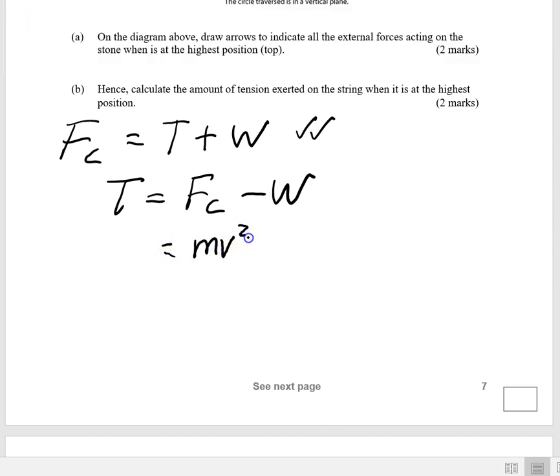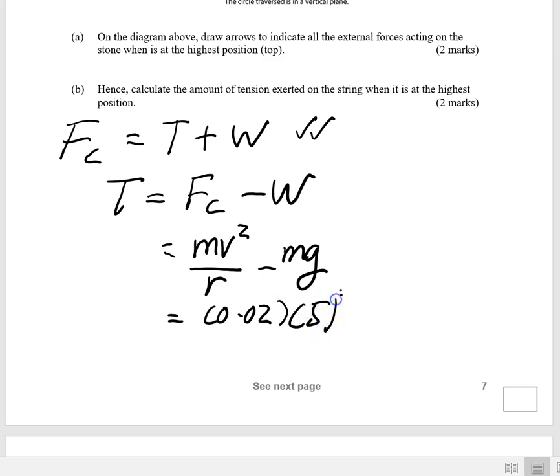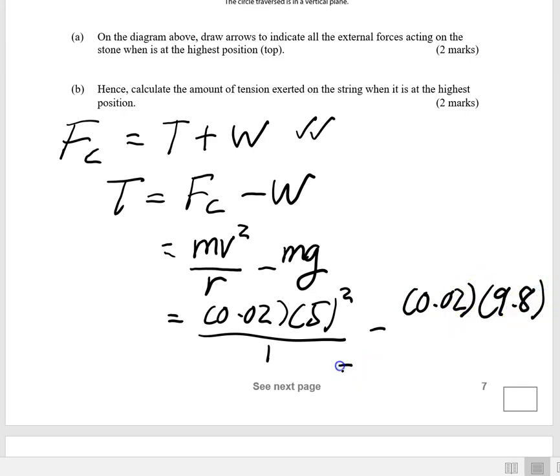So we move on to do this. Fc is mv squared over r. W is always mg. So you need to substitute the value one by one. The mass of the stone here is 0.02 kilograms. Speed is 5. It's uniform according to the question, so we follow it. Radius is 1, minus the 20 gram again in SI, and the gravity value. So the answer here is 0.304 Newton. If you got it, congratulations to you.